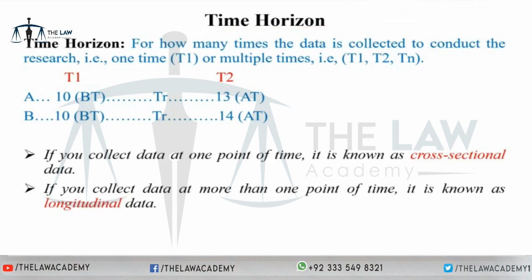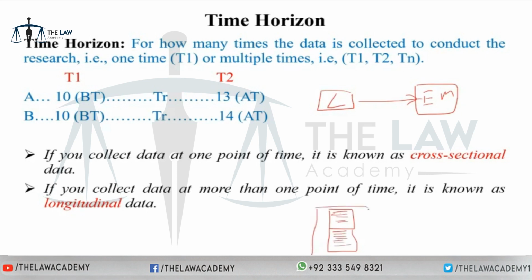Now, there are two types of time horizon. One is known as cross-sectional time horizon, and the other is known as longitudinal time horizon. How are these two different? Let's suppose your research is that you want to know the impact of leadership on employee motivation. Let's suppose this is your theoretical framework. You have made the questionnaire. You take this questionnaire to a person and you ask the questions related to leadership and the questions related to employee motivation at one time only. So you're interacting with this respondent once only.